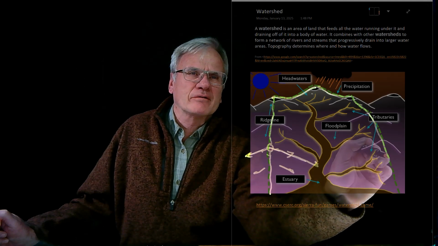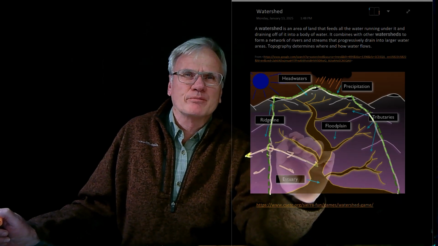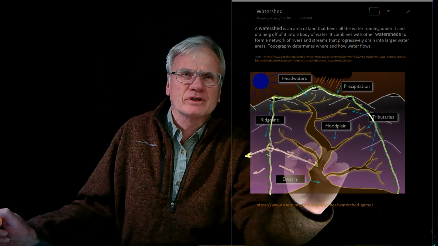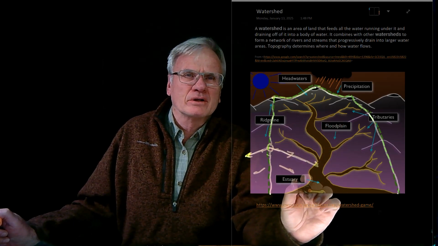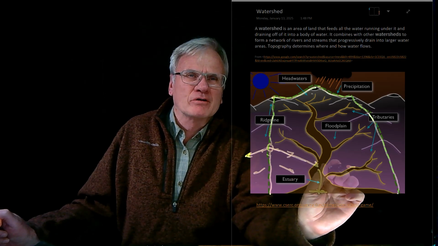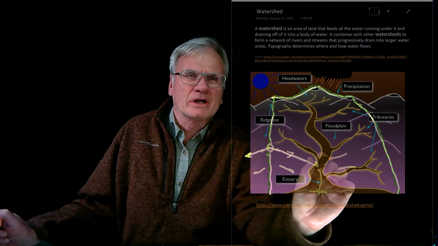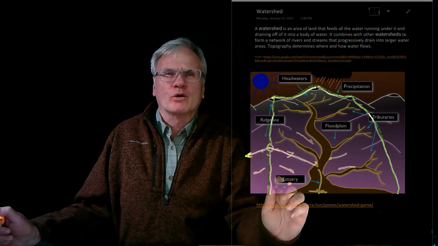So everything that falls within this boundary finds itself into this, maybe to this point right here, or this line here. Water has to flow through this, and it's coming from the tributaries or off of the slopes, running into this and feeding into this watershed or water basin.